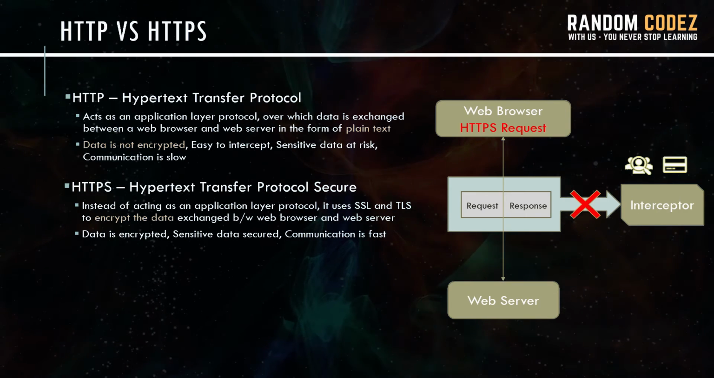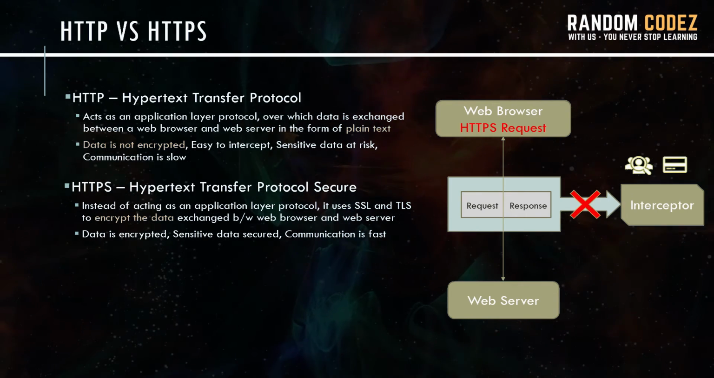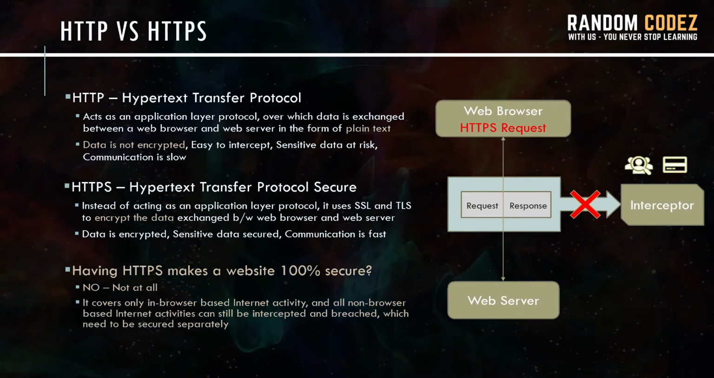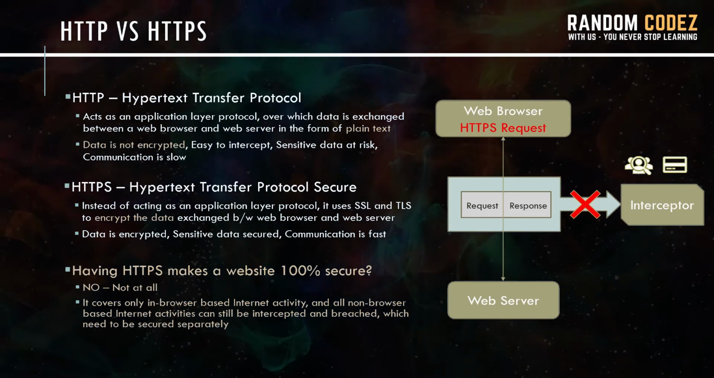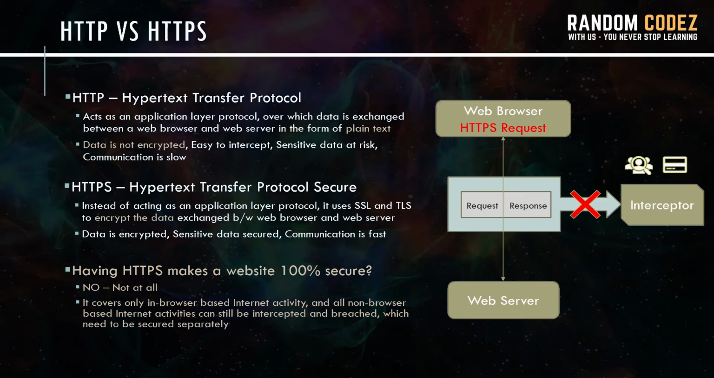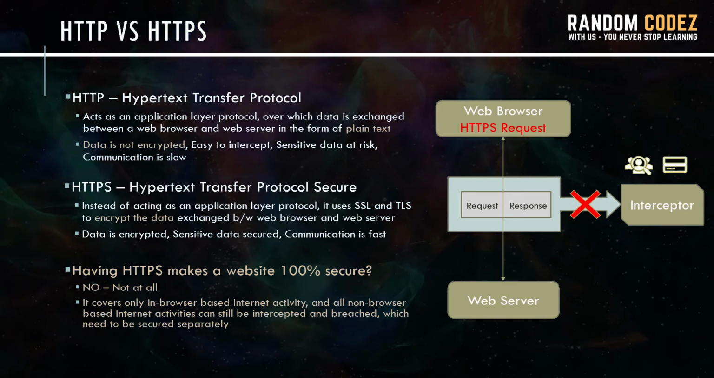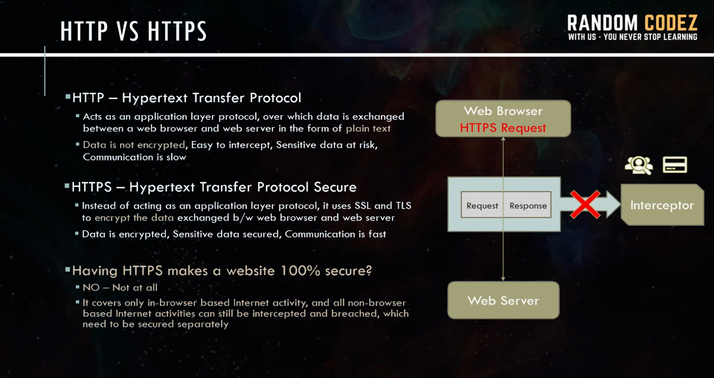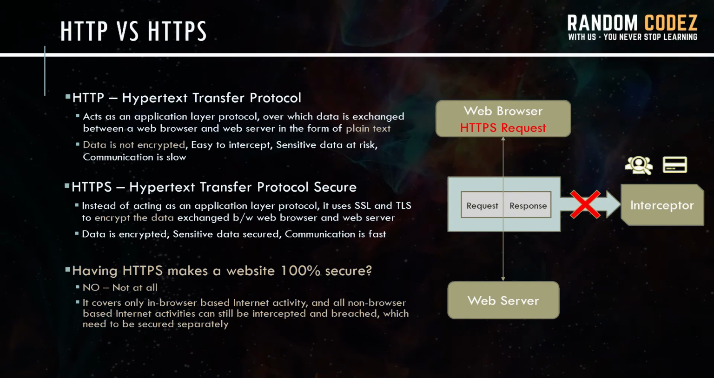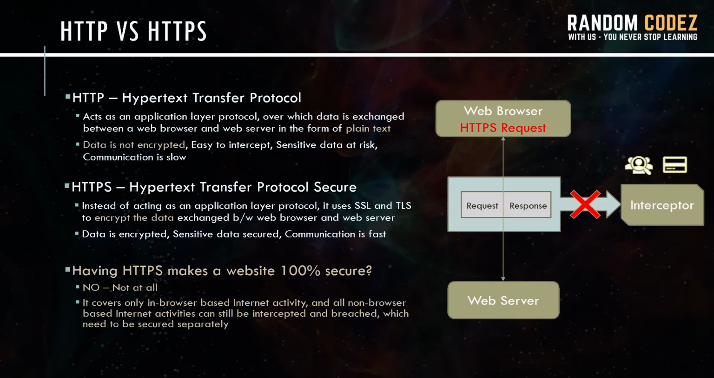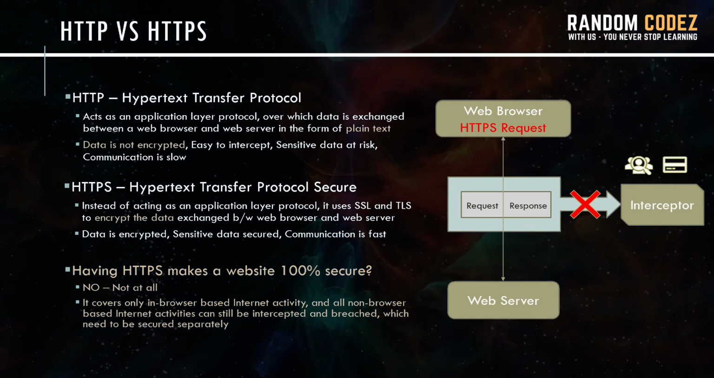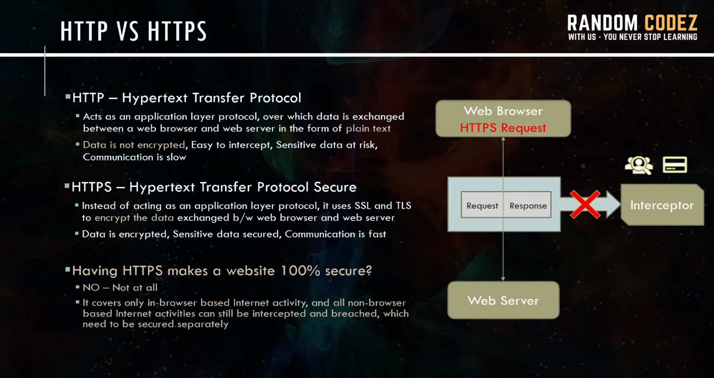With these being discussed, we may have a question about web security. Can we assume that a website accessed using the HTTPS protocol is 100% secure? No, not at all. HTTPS encrypts only the in-browser based internet activity. But all non-browser based internet activities like API calls can still be intercepted and breached, which need to be secured separately.